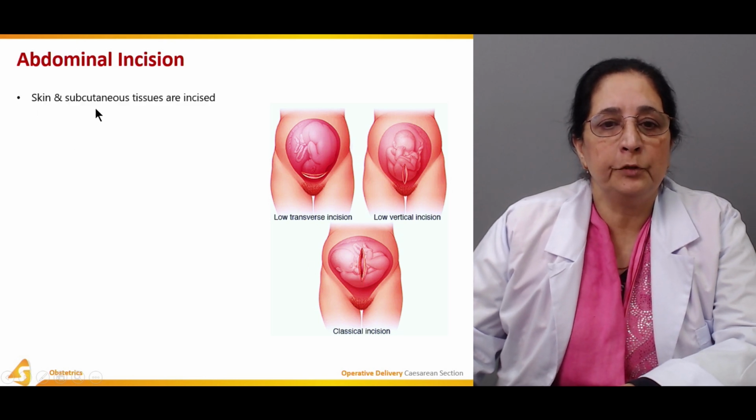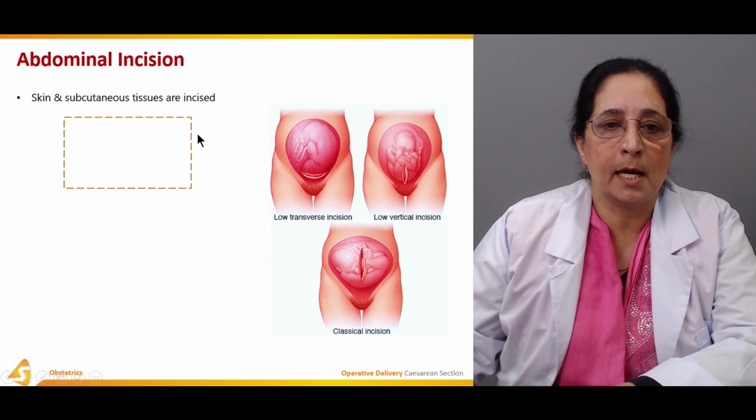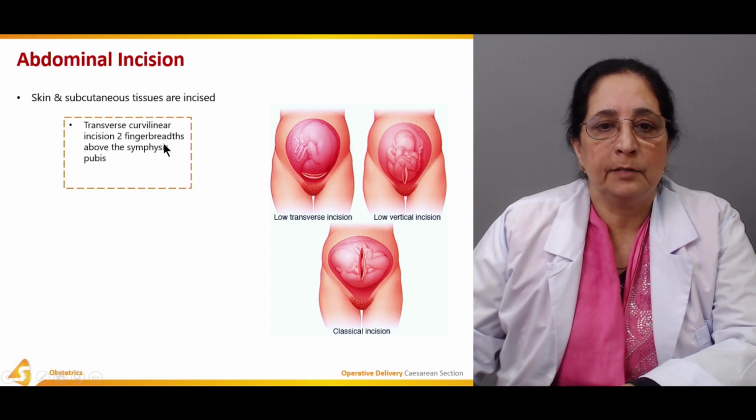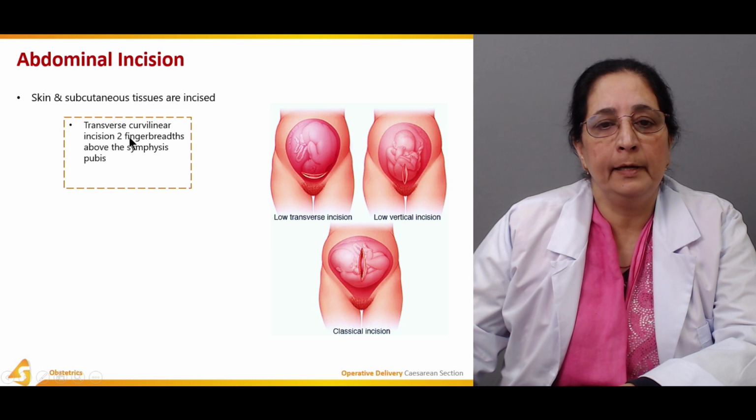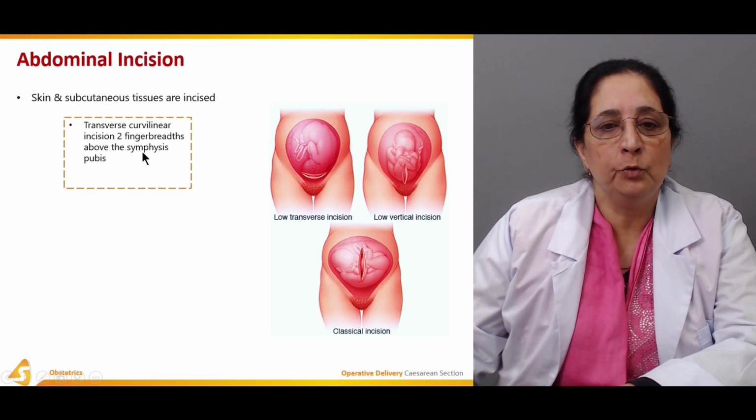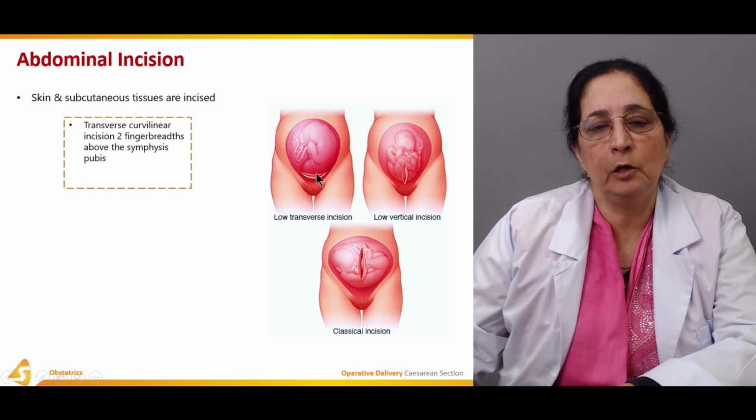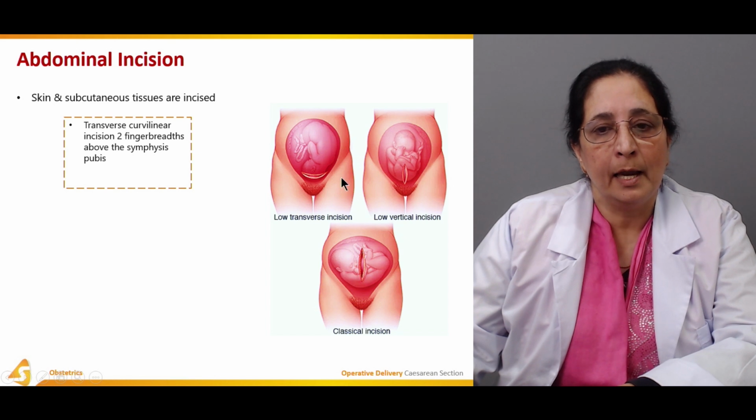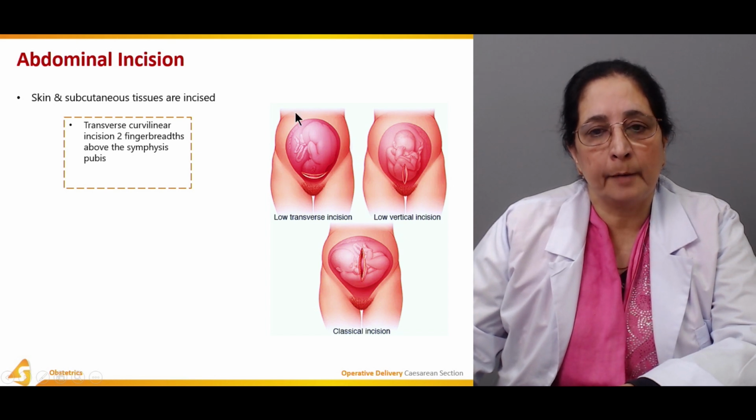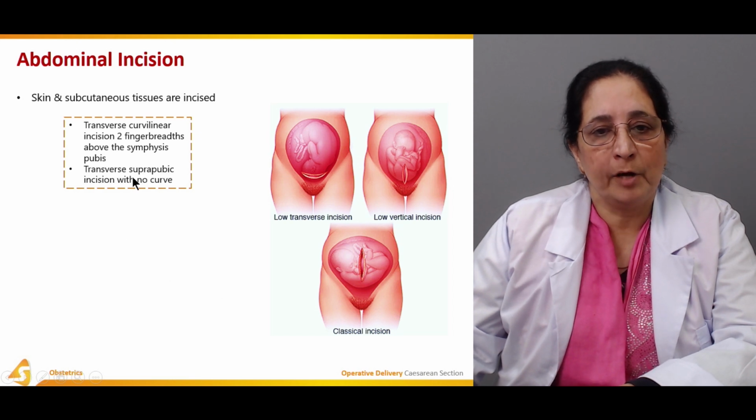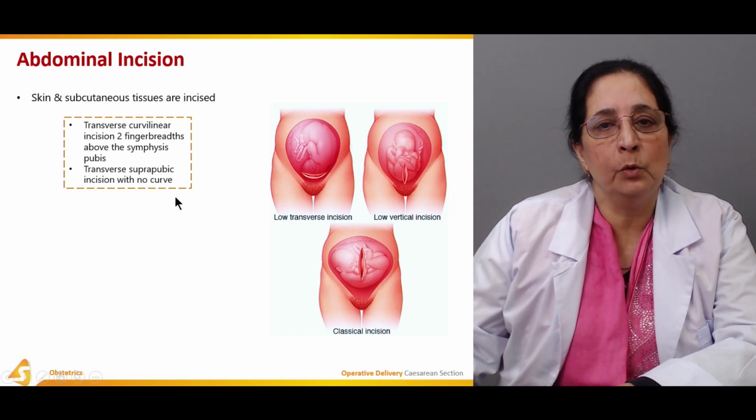Skin and subcutaneous tissues are incised. Transverse curvilinear incision two finger breadths above the symphysis pubis. This is very commonly used nowadays because it's low lying and it does not affect the abdomen too much. Transverse suprapubic with no curve.